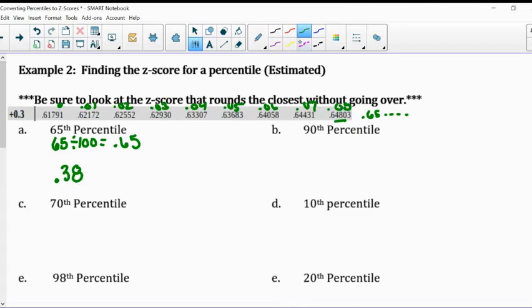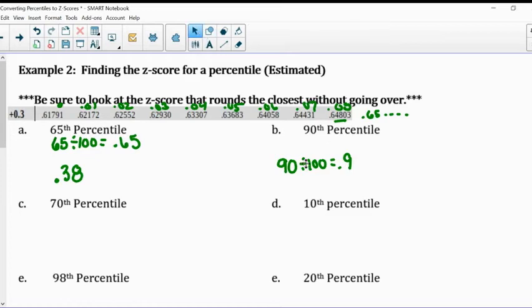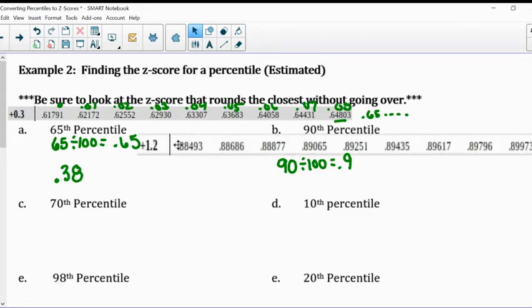Let's try that again. So the 90th percentile. So I need to take that 90 and divide it by 100, and I get 0.9. So on my z-score table, I'm looking for the number that comes just before 0.9. So what number comes before 90? 89. Good. So here's all my different values. I'm looking for the number that is closest to 90.